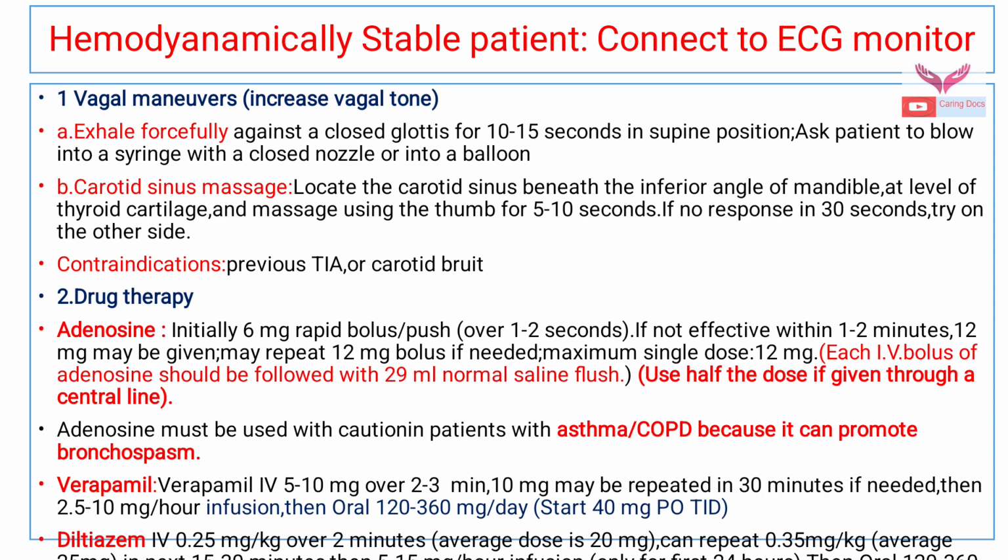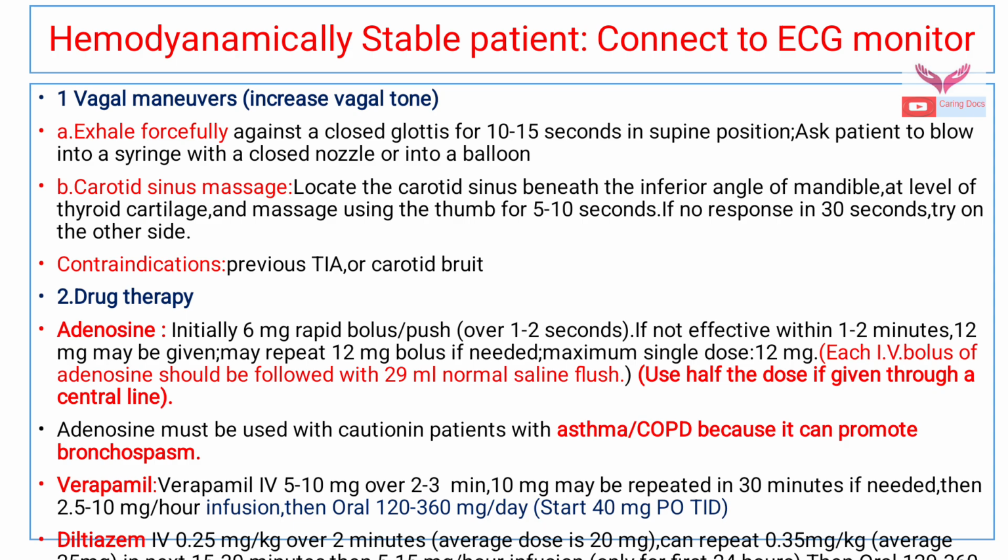We can do carotid sinus massage. We have to locate the carotid sinus beneath the inferior angle of the mandible at the level of the thyroid cartilage and massage using a thumb for 5 to 10 seconds. If no response is seen in 30 seconds, we can try it on the other side. But we have to avoid it in the elderly, in patients with previous TIA, or if any carotid bruit is noticed.